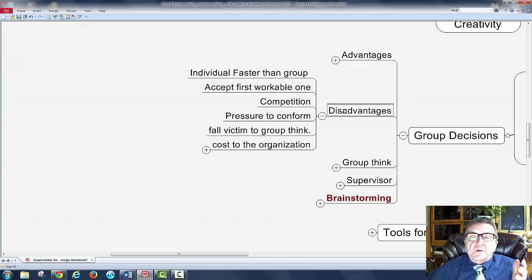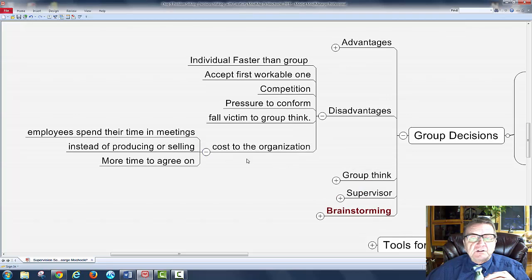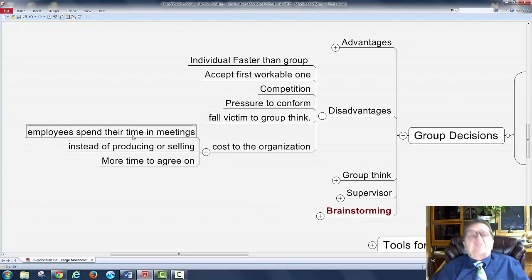Accept the first workable one. Competition, pressure to conform, fall victim to groupthink. And I've got a whole section on groupthink. The cost to the organization is employees spend time in meetings trying to resolve this. Just think of a jury. If you've ever been in a jury, you've got 12 people coming in, and 12 people not from a similar background, completely different.